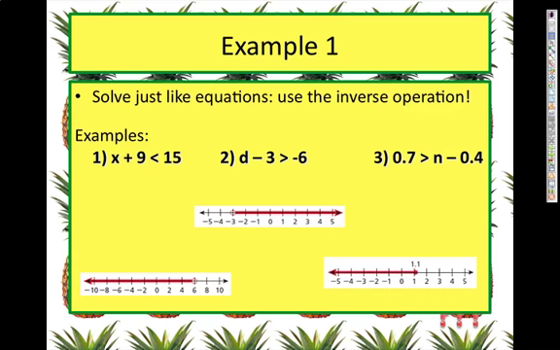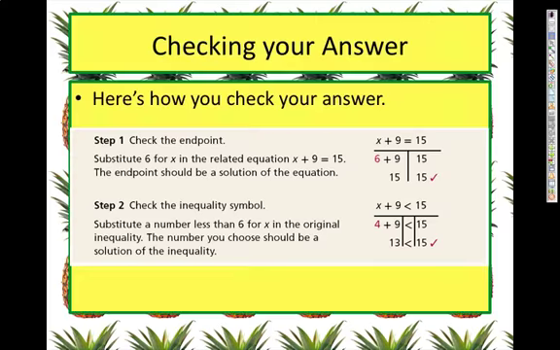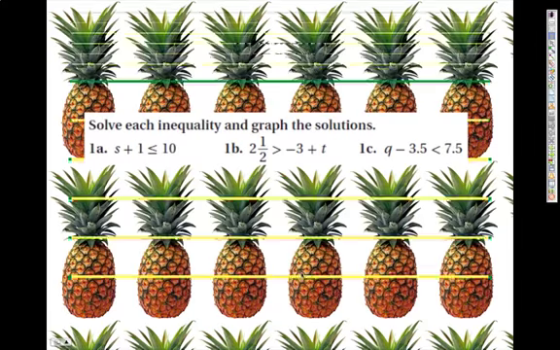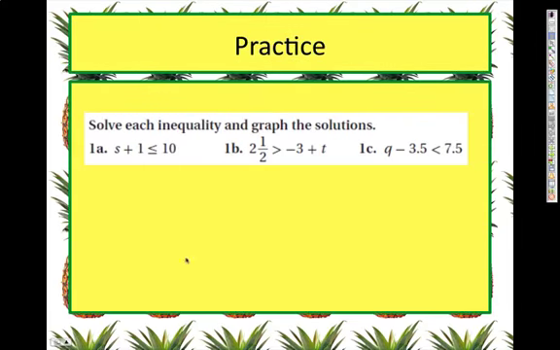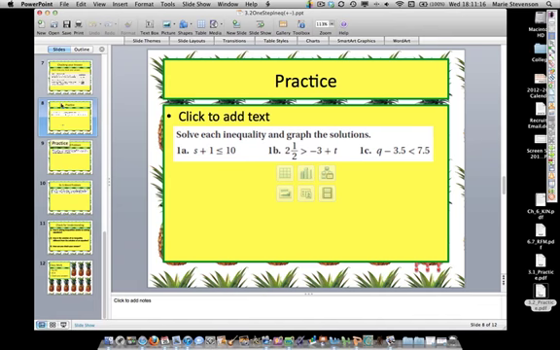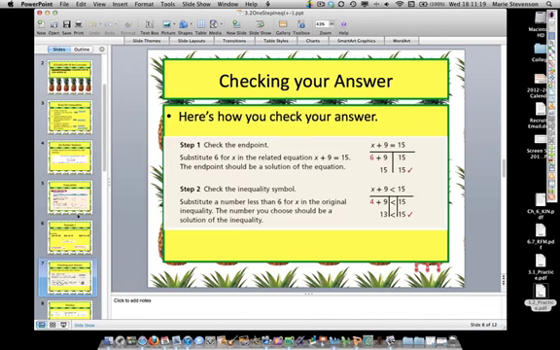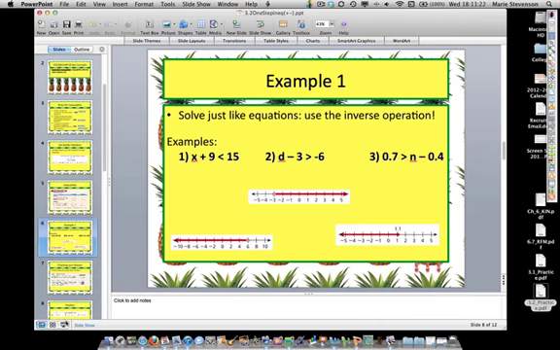So let's go ahead. Now, here's how you can check your answer. Basically you want to check the endpoint. When you're checking the endpoint, it's an equals sign and it should work. When you're checking the inequality, you want to make sure the statement is true. So in the next example, let's go back and actually check and show what I mean by these things.